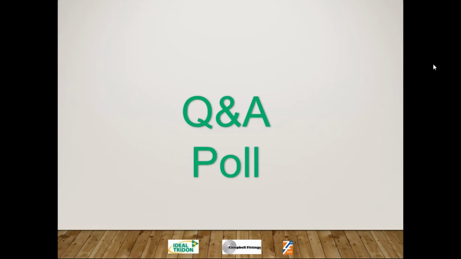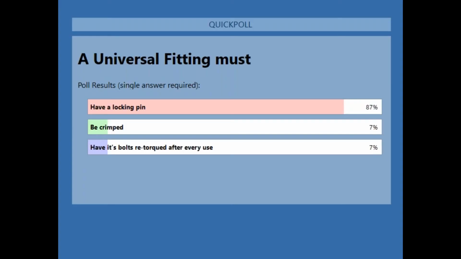So a universal fitting must A, have a locking pin, B, be crimped, C, have its bolts retorqued after every use. So this is A, have a locking pin. A universal fitting does not necessarily need to be crimped, and it's not necessarily going to have those heavy type bolts that need to be retorqued. It's usually with a band clamp in there as well, or a crimp. But having a locking pin is the main thing, and especially what OSHA will be coming around looking for.